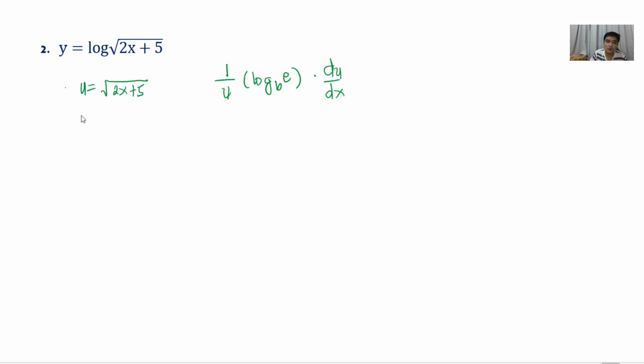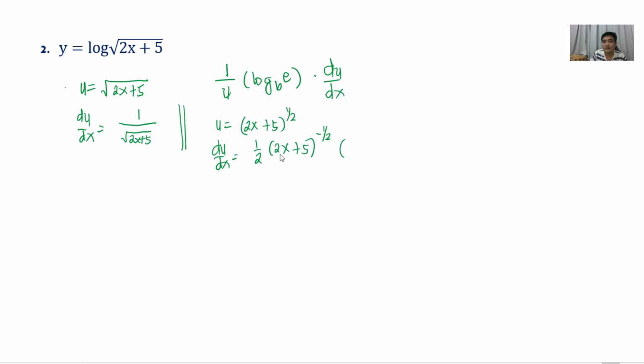And then ang derivative ni u with respect to x is, if you use the shortcut, equal to 1 all over square root ni 2x plus 5. Or, sige, ipakita natin yung long method. That is u equals 2x plus 5 raised to 1 half. So, the derivative of u with respect to x is, baba, copy the base, minus 1, that is negative 1 half. Derivative ni base, itong 2x plus 5 natin is 2. So, that will give us 2 on top.